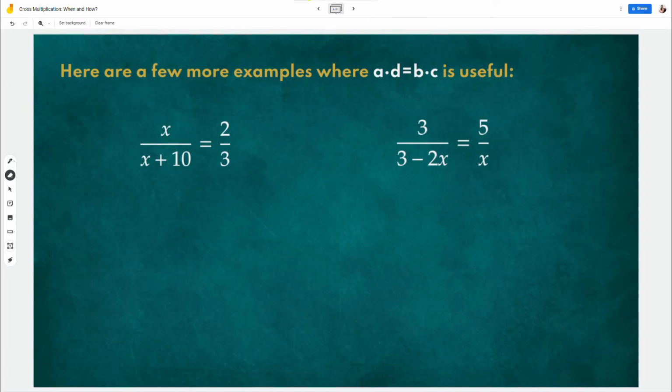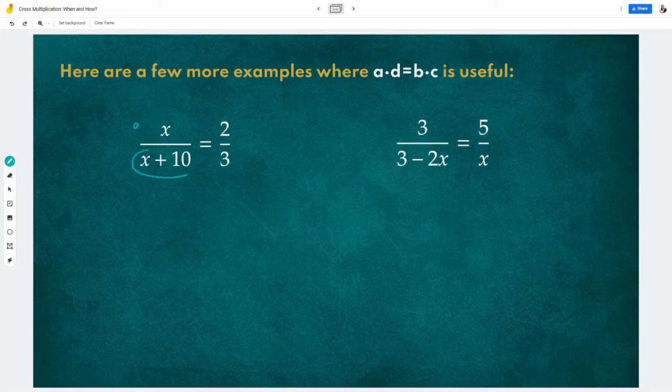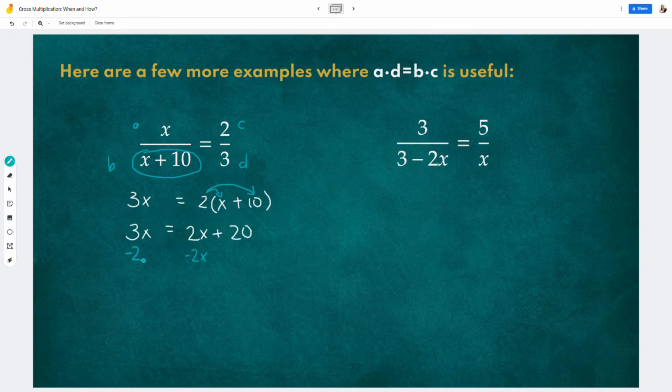Here are some other examples where a times d equals b times c is applicable. A times d is the same as 3 times x. b times c is the same as 2 times all of x plus 10. Remember to distribute. Get all the x's on the same side of the equation by subtracting 2x on each side. And we have x equals 20.